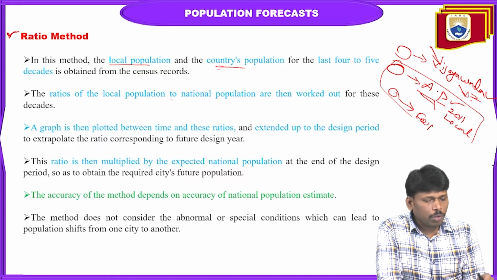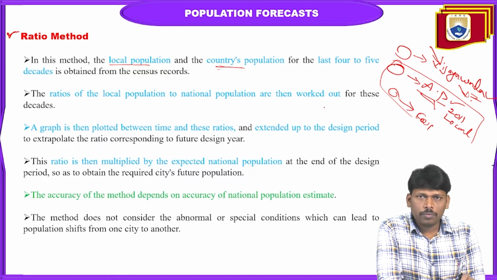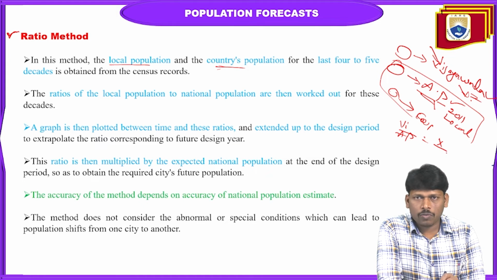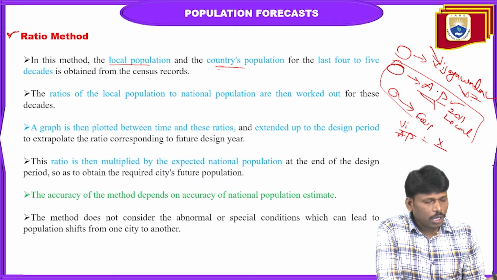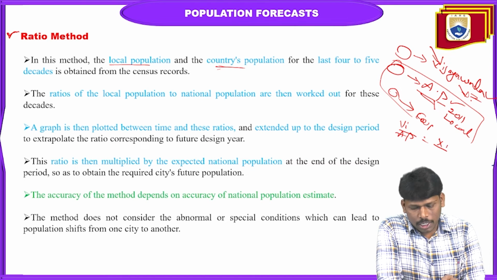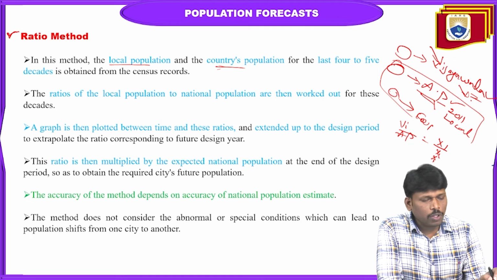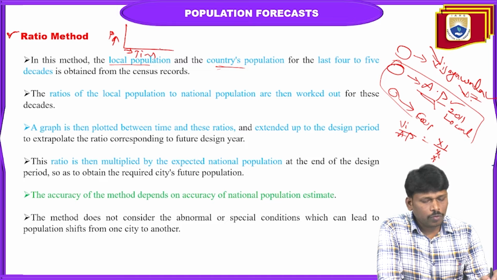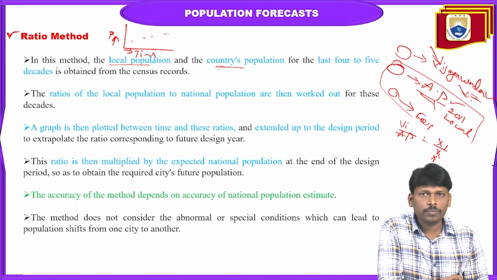So the ratio of the local population to the national population has to be worked out. In between these two, we need to calculate the ratio, the ratio of Vijayawada to Andhra Pradesh. We'll get some X value. For all 4 decades, we'll get some X1, X2, X3, X4 values. So a graph is then plotted of time and the ratios. After getting these ratios X1, X2, X3, we need to plot a graph between population and time. So we need to mark these ratios here.